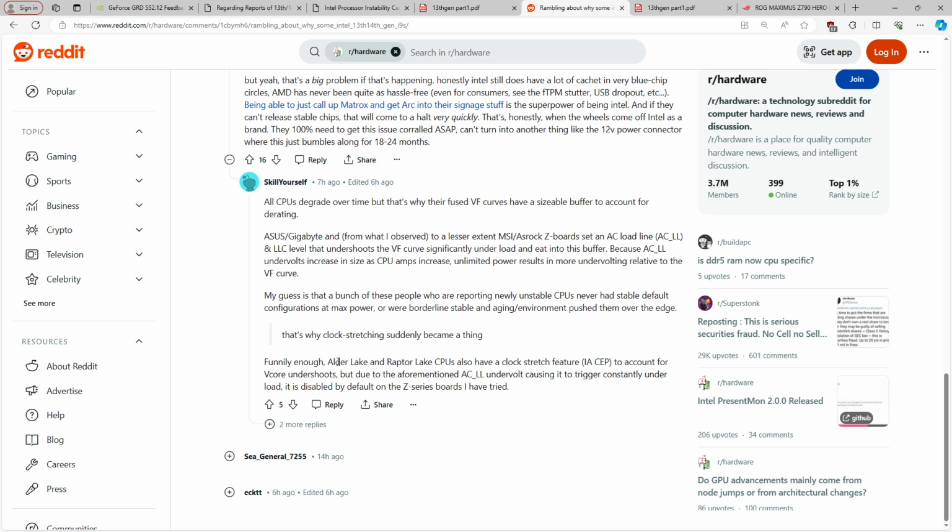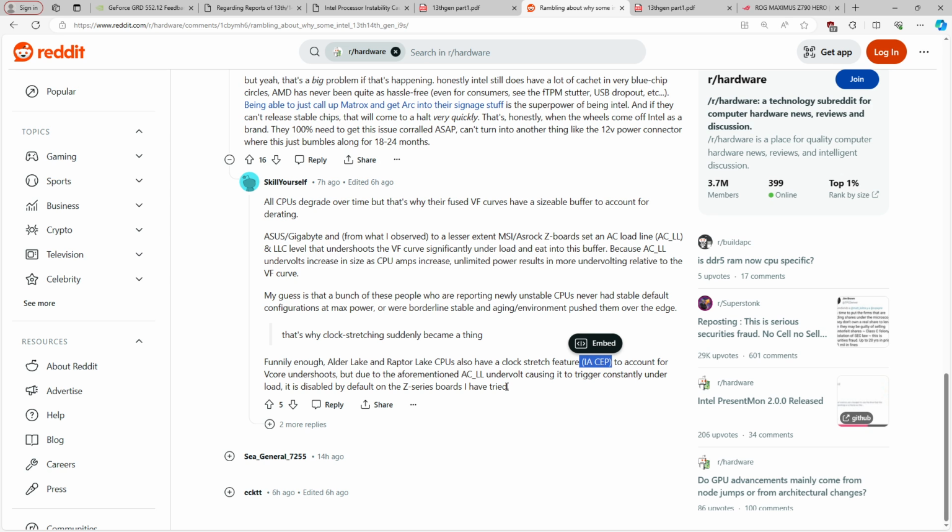"Funnily enough, Alder Lake and Raptor Lake CPUs also have a clock stretching feature called IA CEP, so that's Intel Architecture Current Excursion Protection, to account for the Vcore undershoots, but due to the aforementioned AC load line undervolts causing it to trigger constantly under load, it's disabled by default on Z-series boards that this person has tried." And as far as I know, this is true.